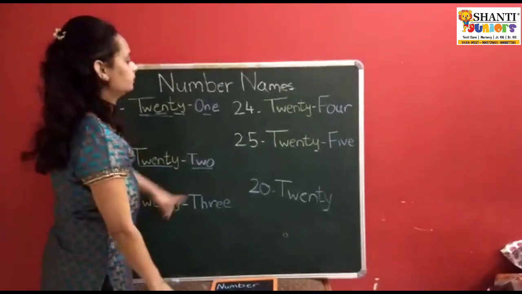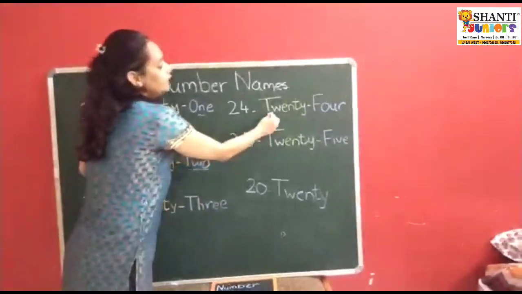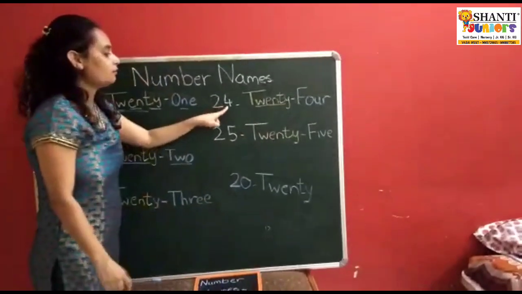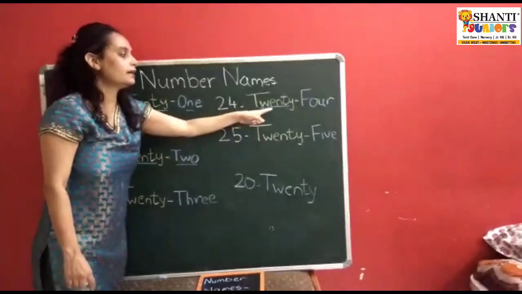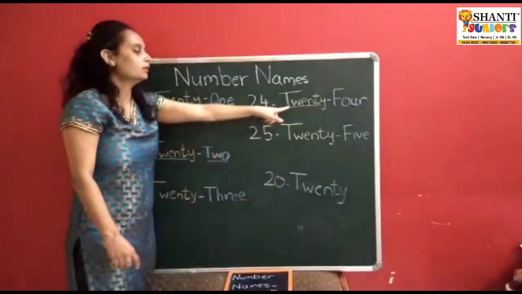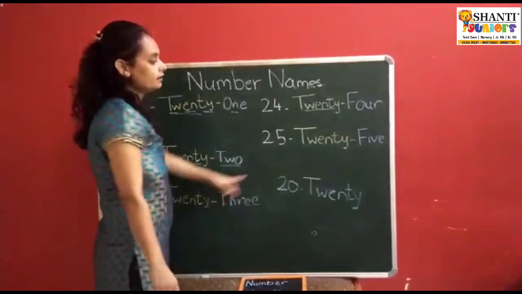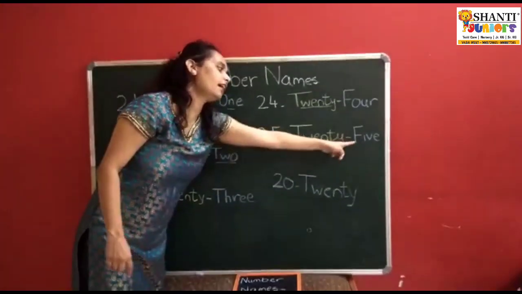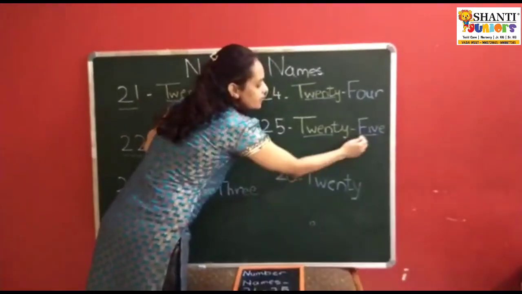T-W-E-N-T-Y. 20. 24, children, this is also very simple. T-W-E-N-T-Y. 20, you have to write, and then you have to write the spelling of 4: F-O-U-R. 4. So it becomes 24. It's very simple. 24. Spelling of 25: you have to write the spelling of 20 and then 5. 25. Okay, 20 and 5 becomes 25.